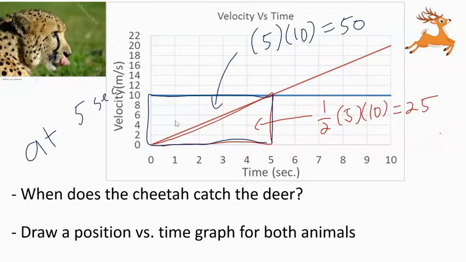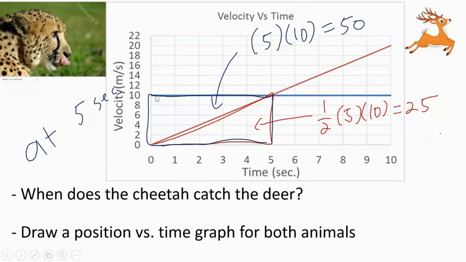Okay. We'll go a little farther, right? And you could just find it at each second until they're the same, but we don't want to spend a lot of time doing it. So we're going to kind of skip ahead and see what happens. So at 5 seconds, you find the area under the blue line, and that would tell you where the deer is.